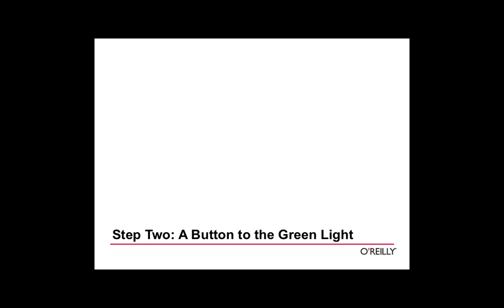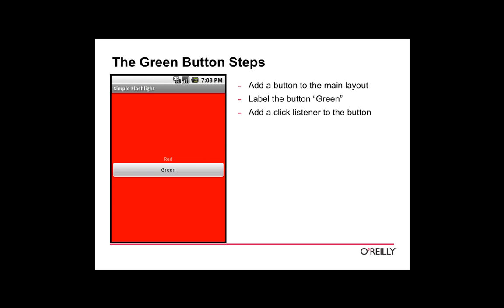Okay, so now the next requirement of our little app is that we have a button that gets us to the green screen. So we're going to put that button onto the main activity, and hook up a click listener to the button so that we know when the button is clicked, and we can do what needs to be done at that point. So now we get to see the activity.